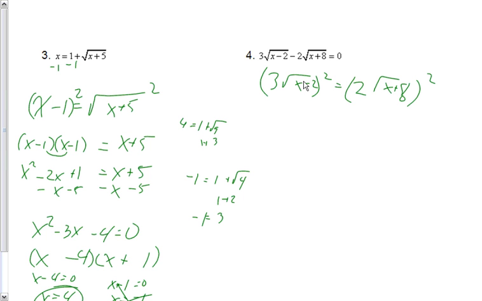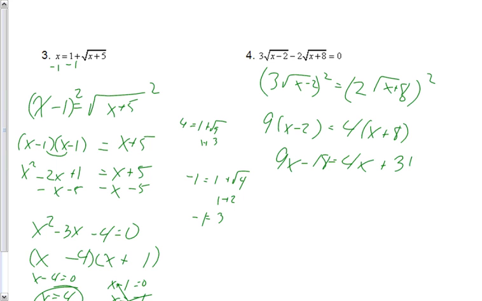Remember, we're going to square 3, which is 9, and square this square root of x minus 2, which is just x minus 2. Now, you don't have to distribute this out because there's no plus in between there. It's one big multiplication. You can do the same over here. It's 4 times x plus 8. Distribute now. 9x minus 18 equals 4x plus 32. Nope, not 36, 32.